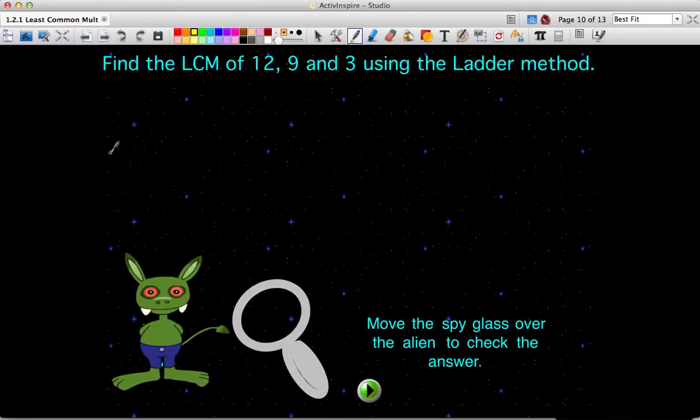All right, so what I would like you to do is find the LCM of 12, 9, and 3 using the ladder method. However, the one thing that I am going to tell you is that when you're doing the LCM of 3 numbers and you're using the ladder method, you can only do 2 numbers at a time. So you have to first find the LCM of 12 and 9, and then take the answer of that and put it with 3 and do the ladder method again.